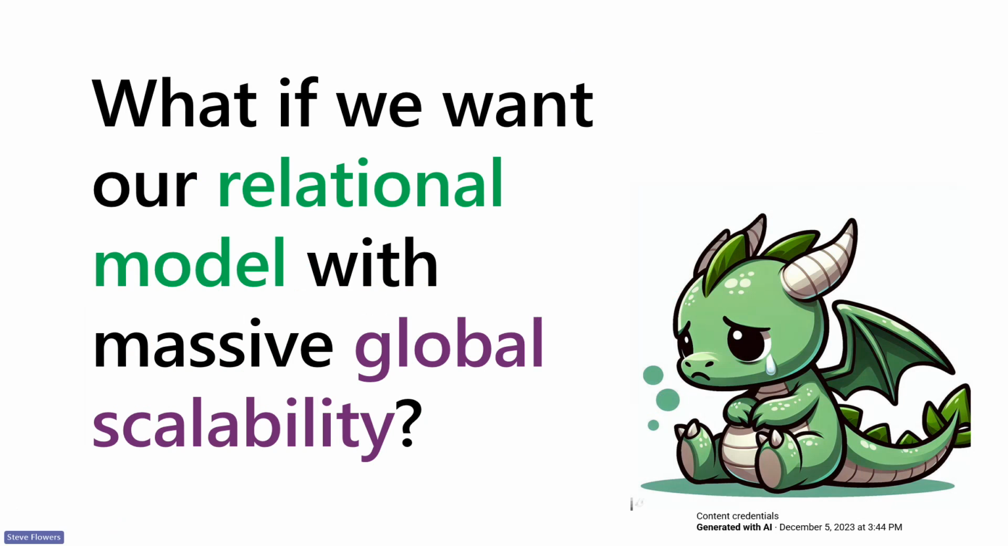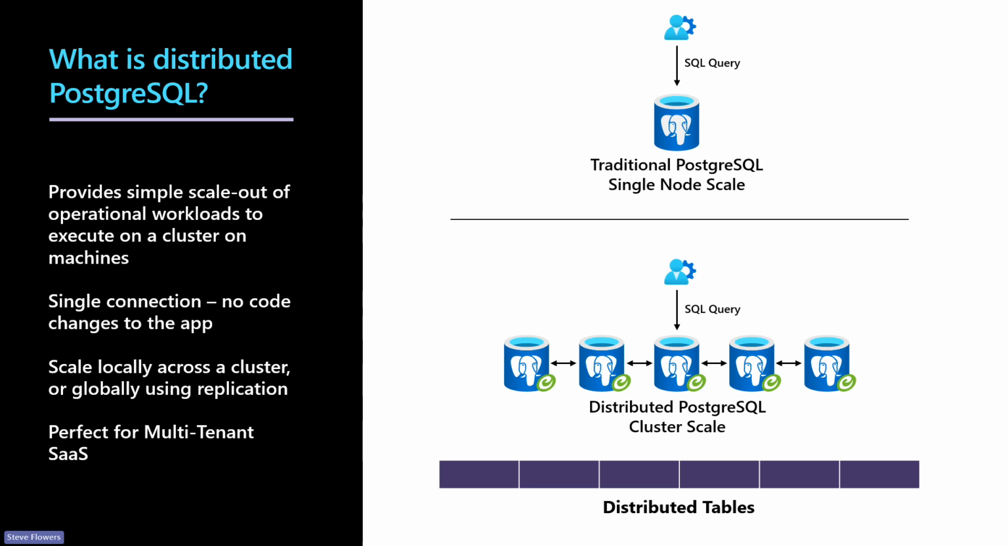So what if we want our relational model with massive global scalability? So we talked about the NoSQL API just now, converting a relational model to NoSQL, but what if we want to keep that relational model? Well, that's where the PostgreSQL API comes in. It is a traditional SQL engine, but it has distributed scale out, courtesy of the Postgres Citus engine.